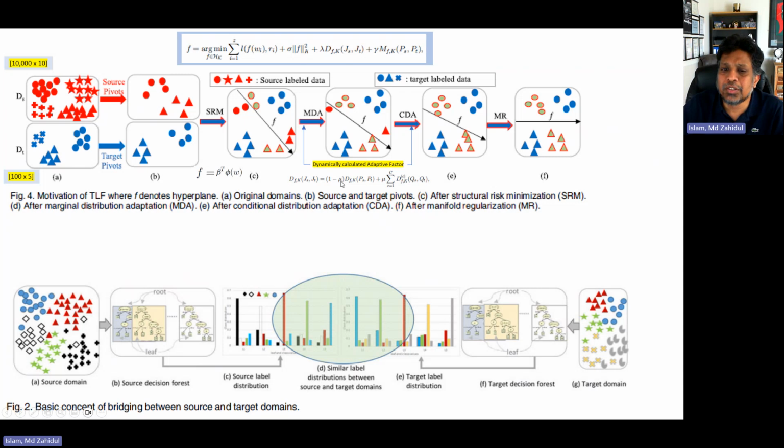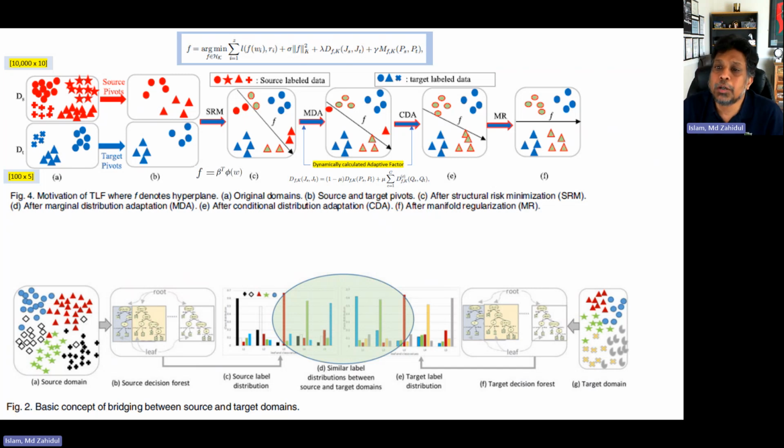If the mu value is 0, then we have 100% focus on marginal distribution adaptation and 0 focus on conditional distribution adaptation, and vice versa. If mu is 1, then we have full concentration on conditional distribution adaptation, and mu can be something in between, which we also calculate automatically and dynamically here.